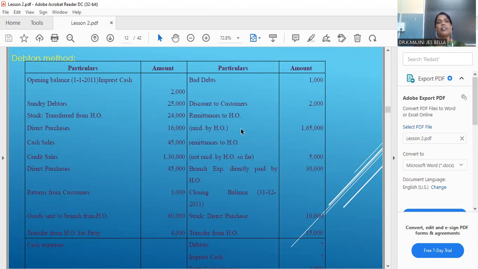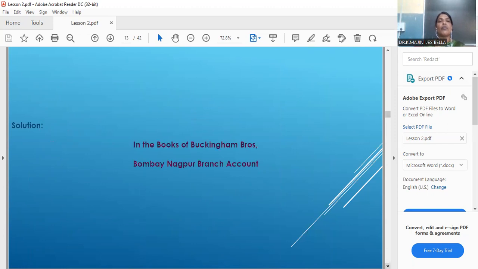Then you come to the credit side. Bad debts 1,000, discount to customers 2,000, remitted to head office and received by head office, how much? 1,65,000. Then remittance to head office not received by head office, how much is the amount? 5,000, right? Then branch expenses directly paid by head office, 30,000. Then closing balances on 31/12/2009. How much? Stock: direct purchase 10,000, transfer from head office 15,000. Debtors we don't know. Imprest cash we don't know. Then petty cash expenses 4,000 are there. Okay. So based on this debtors method, we are going to prepare the sum.